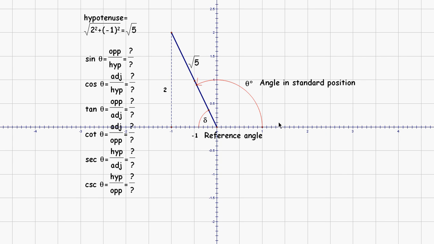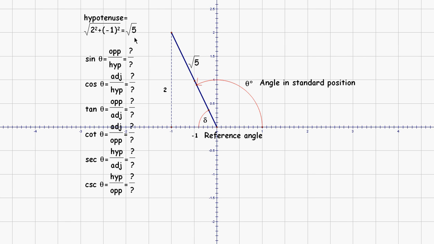In problem number 1 in section 4-3, they're asking you to find the 6 trigonometric ratios of this particular angle, which is in standard position. We see that the coordinate point that they give us is at (-1, 2). If we draw the line to that point and then draw both the vertical and the horizontal lines creating a right triangle, we see that our two sides forming the right angle are -1 and 2. Using the Pythagorean theorem, we see that the hypotenuse then is the square root of 5.